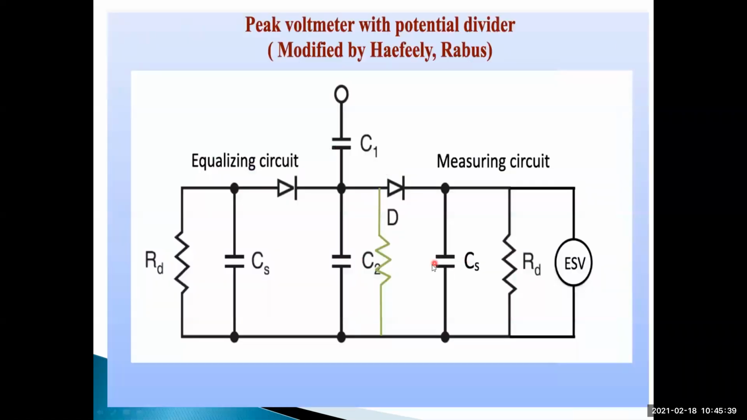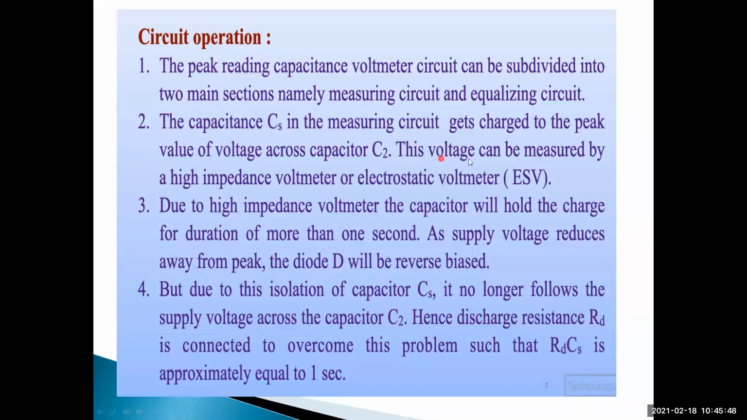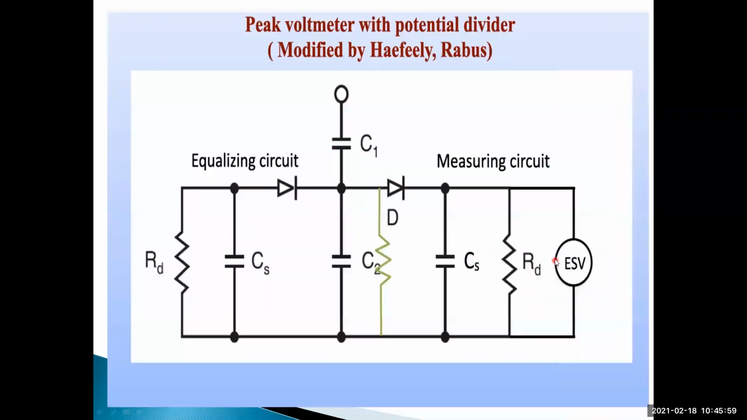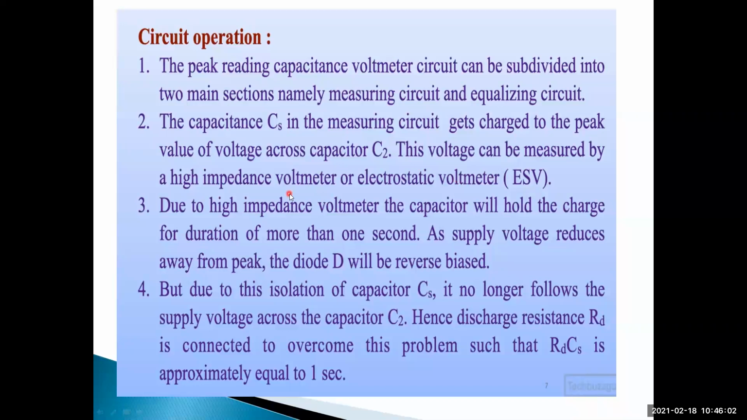Capacitors C2 and CS are in parallel. So once the diode is forward biased, C2 and CS are fully charged. This voltage can be measured by a high impedance voltmeter or electrostatic voltmeter, called ESV. Due to the high impedance voltmeter, the capacitor will hold the charge for a duration of more than 1 second.